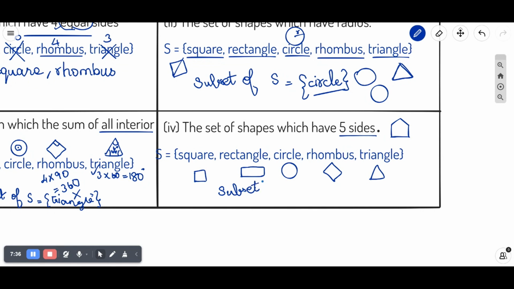Subset of S is equal to, can you identify? Yes, it is the null set. You don't have any elements, which means it is equal to phi, the null set. So here the subset of S is the null set.